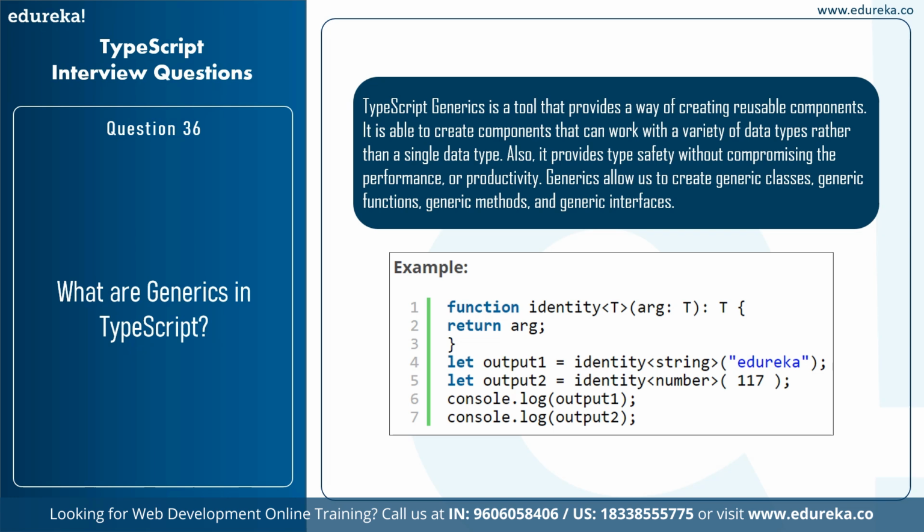Then we return that argument, and for the output, the first output will be the identity string, which is Edureka, then identity number 117. So here the way of specifying these identities are different. We write them inside the open and close brackets and specify the type. So the first one is a string, the second one is a number. Now when we take the output for both of these, the first output will be Edureka and the second output will be 117, that is any number.